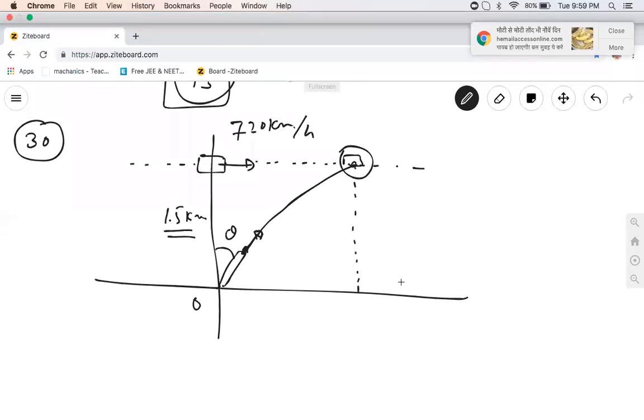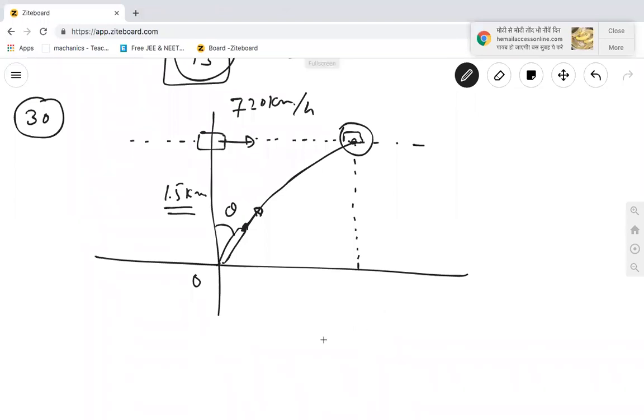So that the aircraft is hit. Do you understand that? Yes, sir. I have to follow this question. I have to find this theta. I am repeating the question once again.